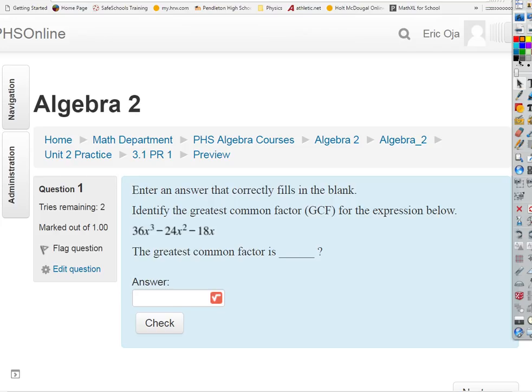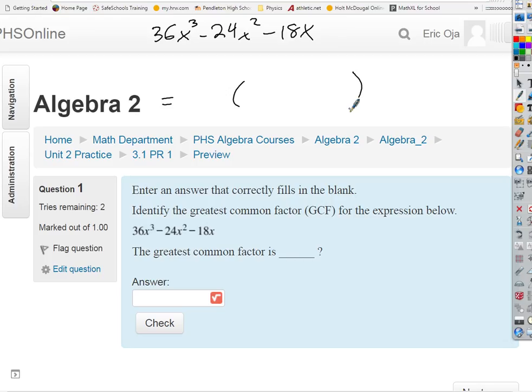We've got 36x cubed minus 24x squared minus 18x. So if we wanted to factor out the greatest common factor, we're just going to rewrite this as some number or number and variable out front times whatever would be left over after we undistribute it. Because that's really all we're doing. When we factor out a greatest common factor, that's really just undistributing.